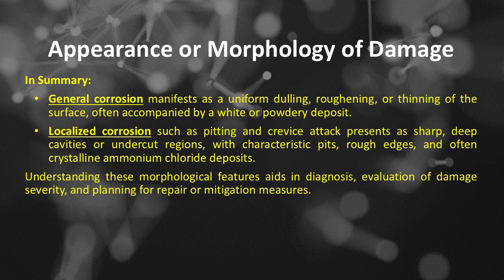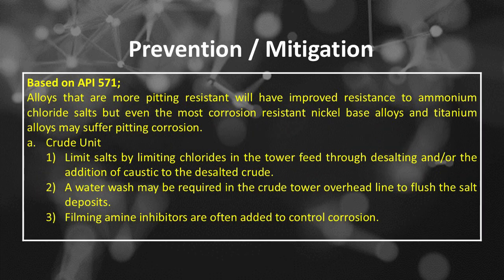Localized corrosion such as pitting and crevice attack presents as sharp, deep cavities or undercut regions, with characteristic pits, rough edges, and often crystalline ammonium chloride deposits. Understanding these morphological features aids in diagnosis, evaluation of damage severity, and planning for repair or mitigation measures. Ammonium chloride corrosion prevention and mitigation. Based on API 571, alloys that are more pitting resistant will have improved resistance to ammonium chloride salts, but even the most corrosion resistant nickel-base alloys and titanium alloys may suffer pitting corrosion.